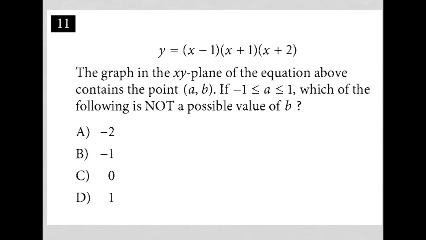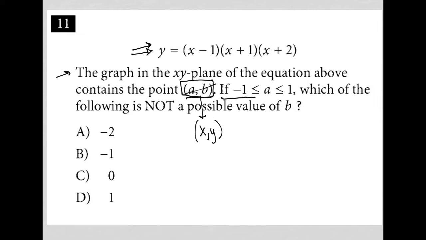So this question starts off by providing us with this equation here. It goes on to say the graph in the xy plane of the equation above contains the point A, comma B. So I hate when they do that. Obviously our equation is in terms of x and y. So we're given this point A, comma B, but really that's just an x, comma y, right? So really no need to switch variables here. I'm just going to think of this as x and y.